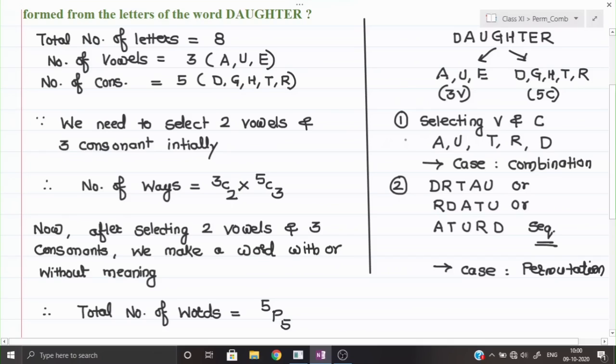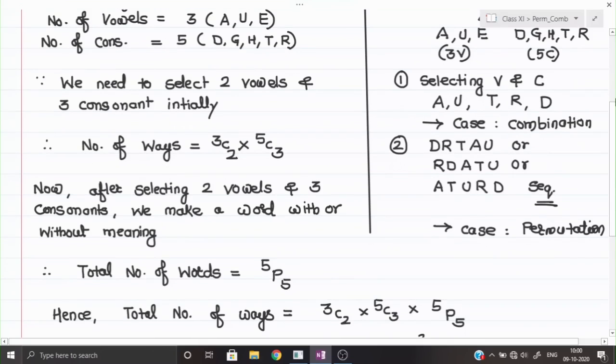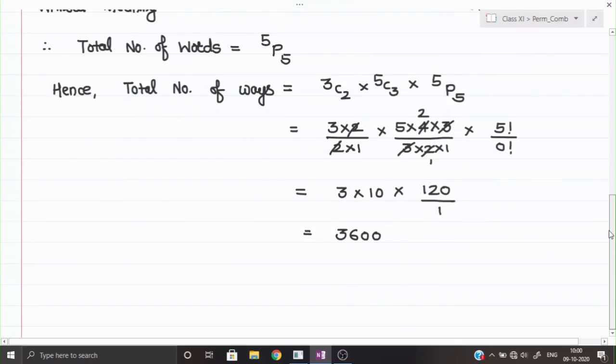So the total number of words that we have found along with the methods of permutation and combination, this we will write down at last. Therefore, the total number of words are 3600. That is your answer.